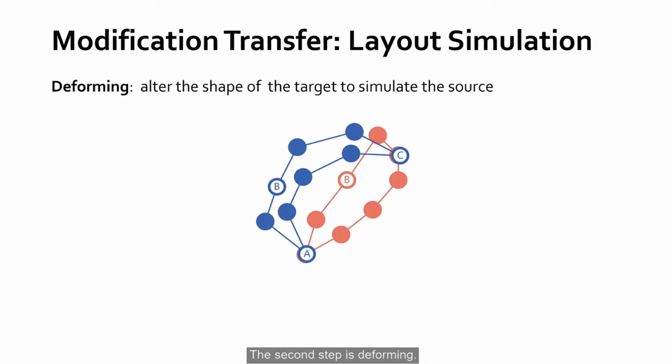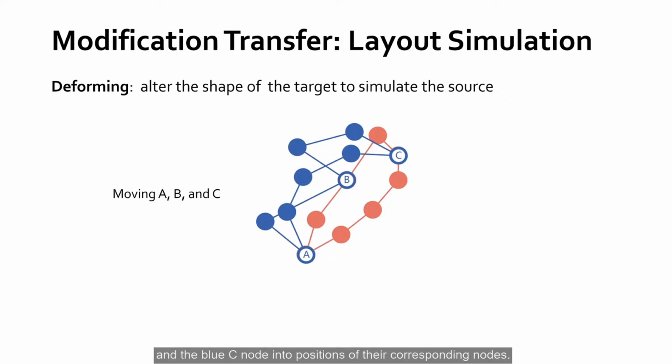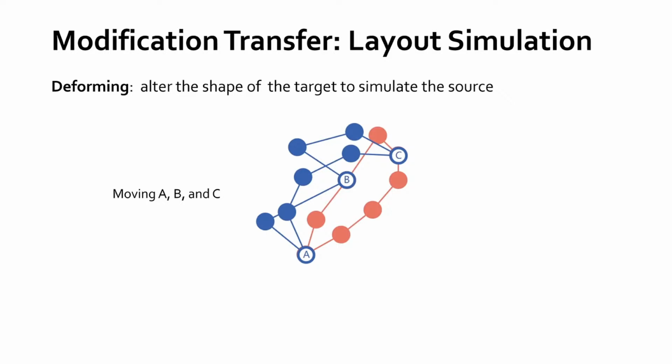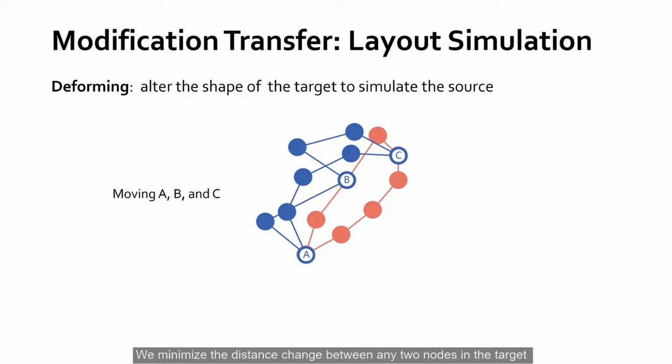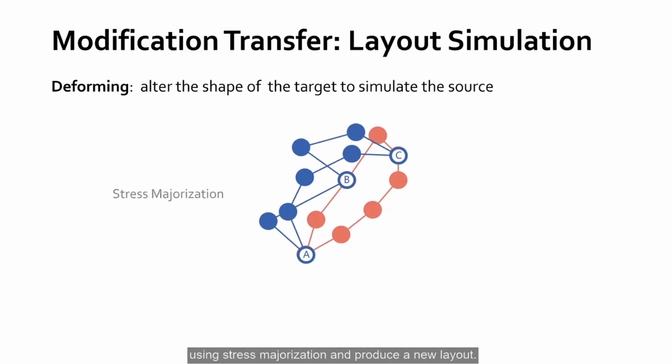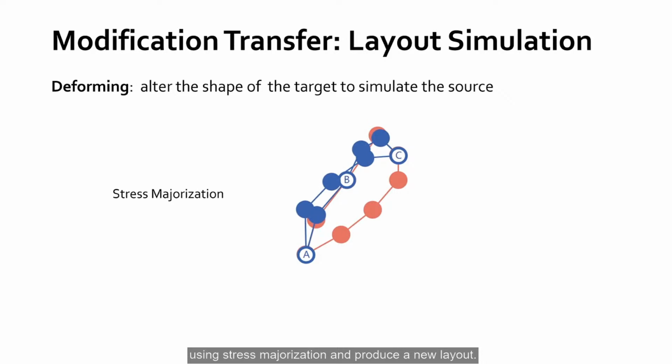The second step is deforming. We first move nodes in the target to the position of their corresponding nodes. For example, in this case, we move the blue A node, the blue B node, and the blue C node into positions of their corresponding nodes. At the same time, we try to preserve the original layout of the target. We minimize the distance change between any two nodes in the target using stress majorization and produce a new layout.